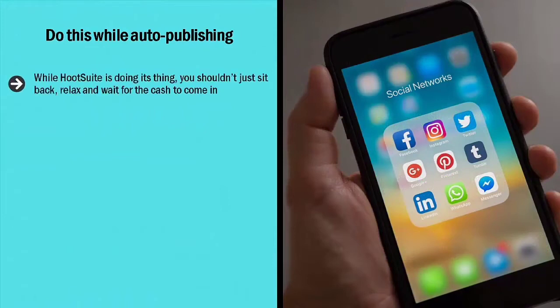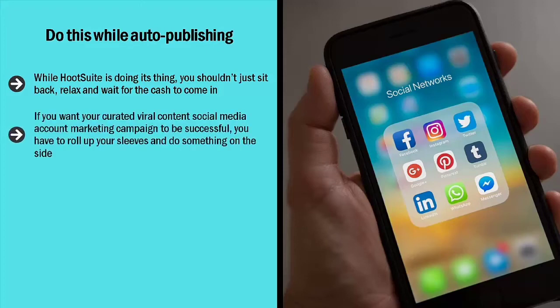While Hootsuite is doing its thing, you shouldn't just sit back, relax, and wait for the cash to come in. I know that's what a lot of make money online books or internet marketing riches books tell you to do. That's the hype. That's definitely the dream. Unfortunately, dreams are often very different from the reality. If you want your curated viral content social media account marketing campaign to be successful, you have to roll up your sleeves and do something on the side.